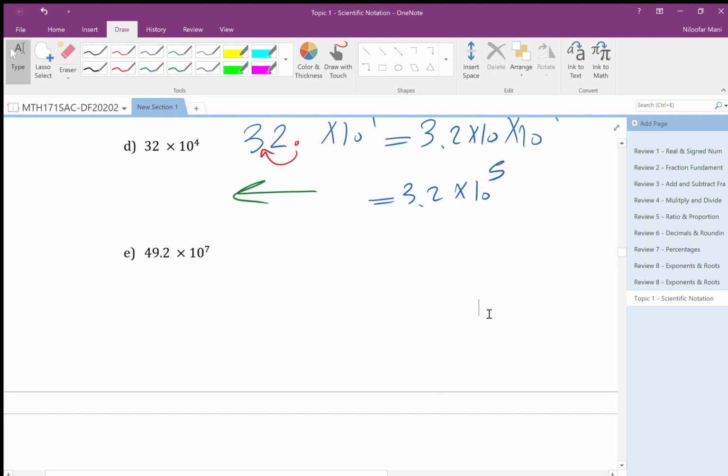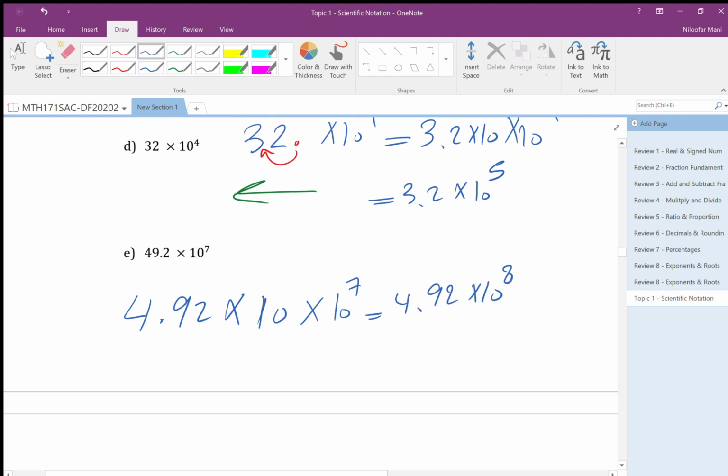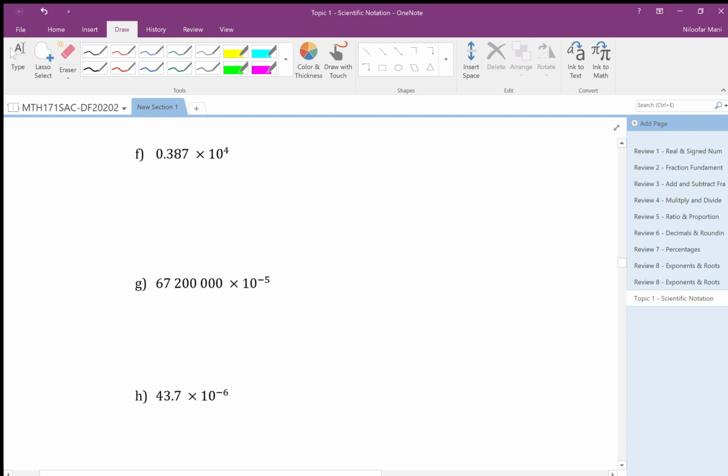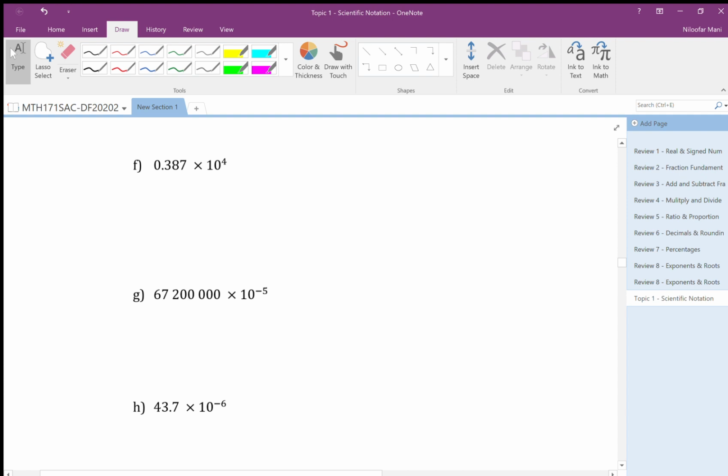Okay, so 4.92 times 10 power 7. Okay, so which is 4.92 times 10 power 8. For some of them I can go faster because you just know them and I don't need to waste so much time. So time of yours here.